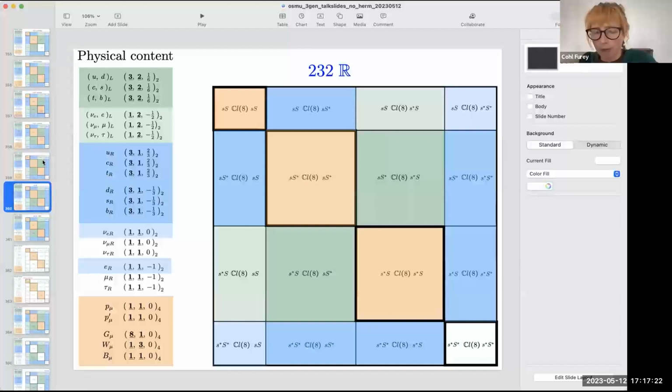Does the Higgs end up coupling left-handed particles to right-handed particles in your model? Yes.